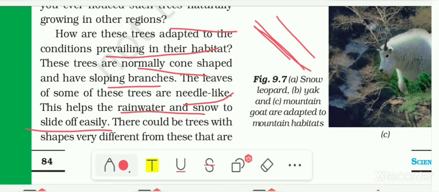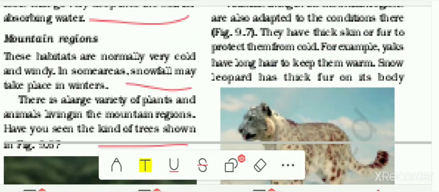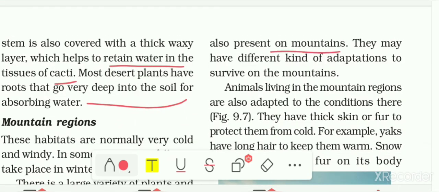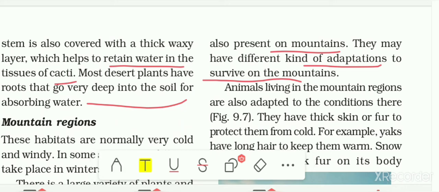There could be trees with a shape very different from these that are also present on the mountains. So this is about cone-shaped trees in the mountains. Other than this cone shape, other shapes of trees are also present in these mountain regions. They may also have different kinds of adaptations to survive on the mountains. So this is about the adaptations in plants in mountain regions.